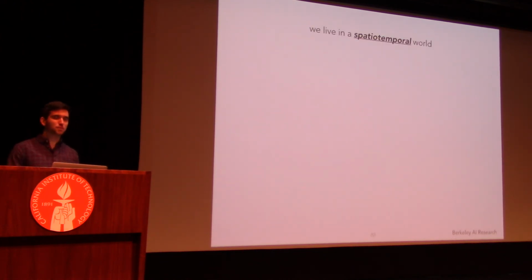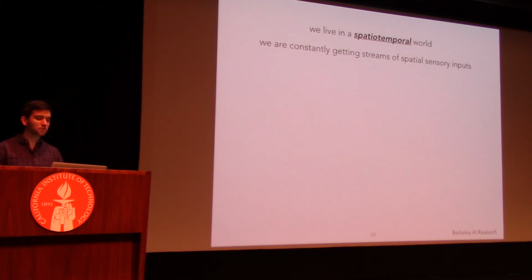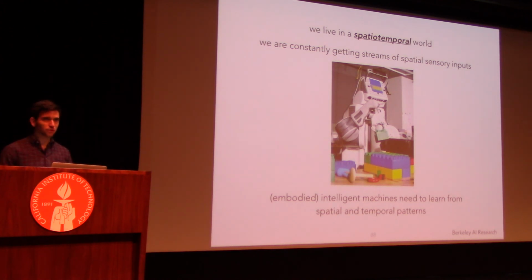And why is any of this important? Well, we live in a spatial temporal world. These data modalities are hugely important for our world, because that's the kind of inputs that we operate on. We have streams of spatial sensory inputs, whether it's touch or vision or sound, and you're constantly receiving these types of spatial temporal data. So it's hugely important for getting real-world embodied intelligent machines out there to be able to process this type of data.